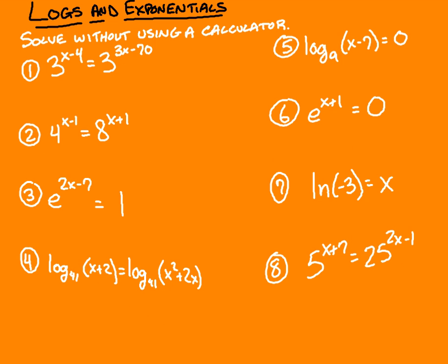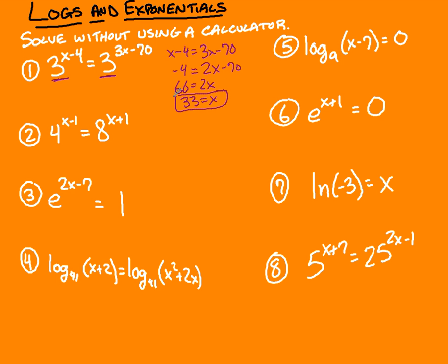Alright, now, these last problems are all problems you should be able to solve without the use of a calculator. And here's what I mean by that. For number 1, you have 3 to something and 3 to the something. The bases are the exact same. If the bases are the same, that means the exponent's got to be the same. So I'm just going to set the exponents equal to each other and solve for x. So subtract x from both sides, add 70 to both sides, and divide by 2. So 33 will be your answer for x.